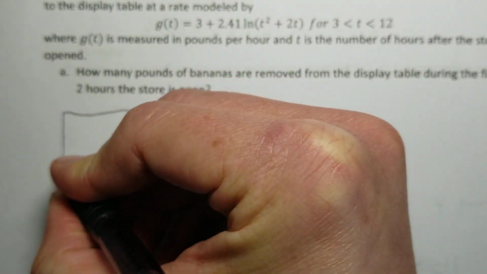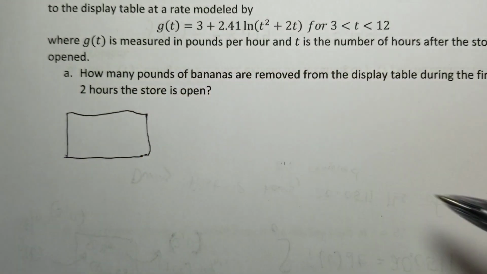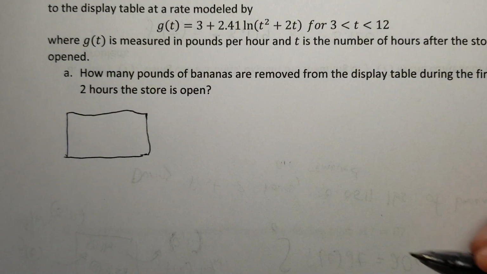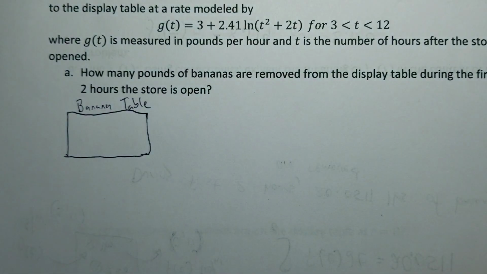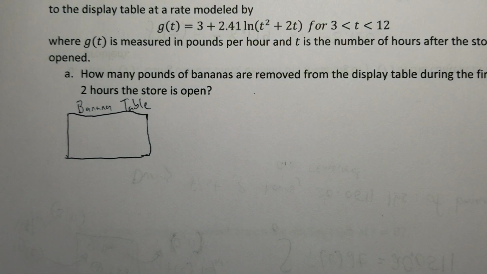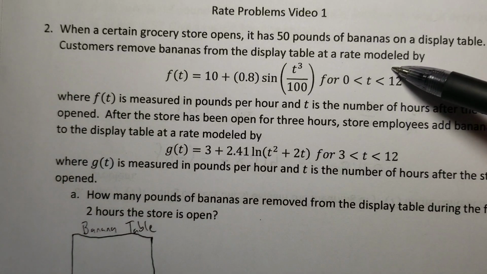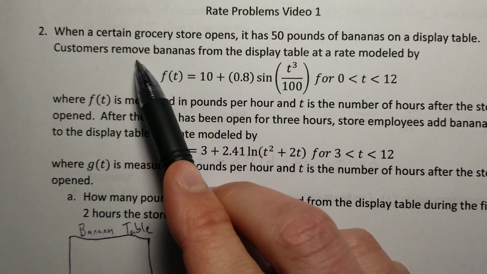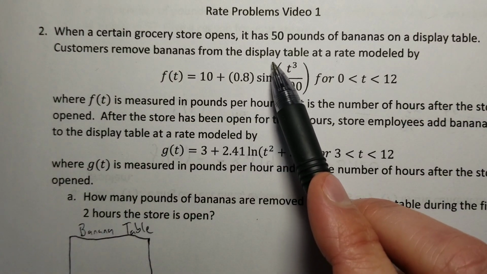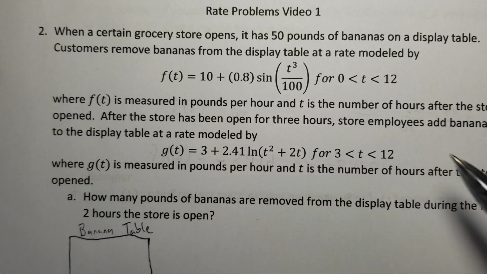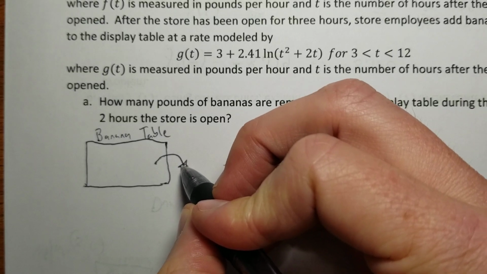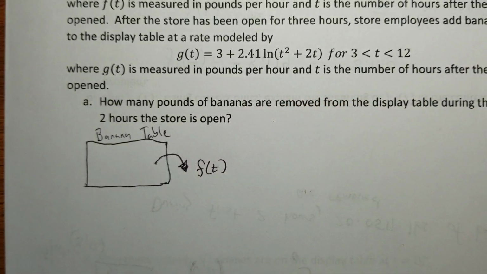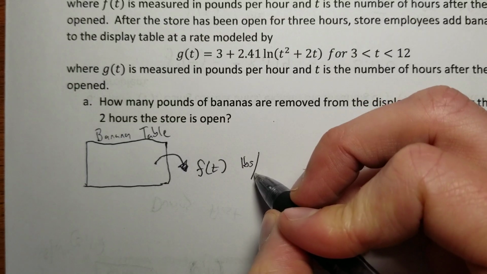So I'm going to draw a very fancy grocery store banana table here. Let's go ahead and label it banana table. All right. And I'm going to go ahead and start to label some of the things. And the first thing I'm going to label is my function f. That was given to me first. It said customers remove bananas from that table at a rate modeled by that function. So that's going to be bananas leaving my table at f of t, and that's in pounds per hour.